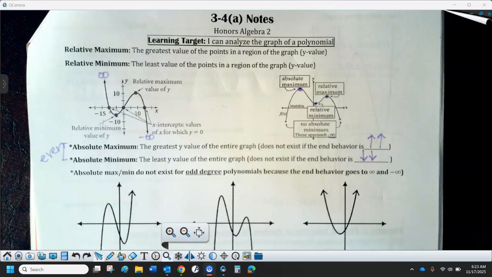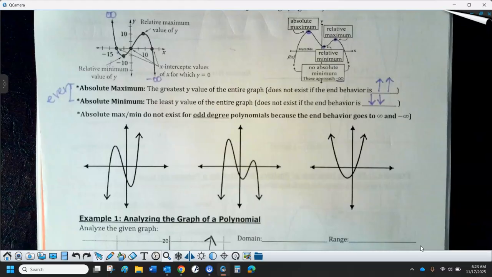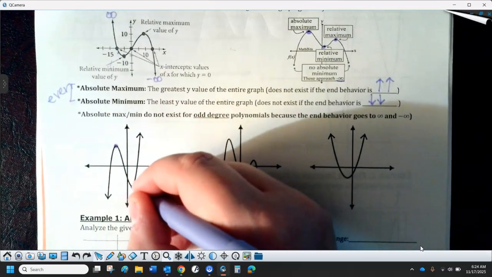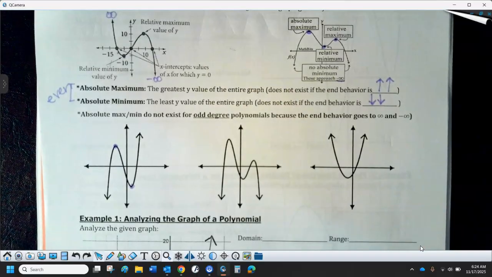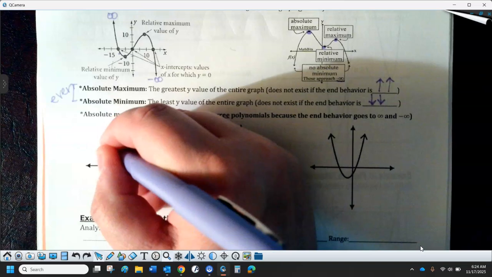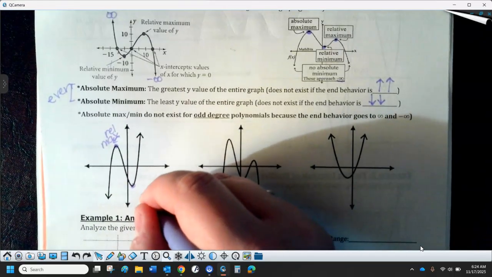Okay, so here's what I'm going to go through and just kind of point out. We don't have any specific points on the graphs here, so I'm just going to have you guys look at the graphs and just point out relative and then absolute max and min. Alright, so odd degree, this guy right here would be what we would call a relative max, and we'd have to grab the point there. We don't have any labels on the graph, so I don't have any specific y value for you there, but that would be your relative maximum.